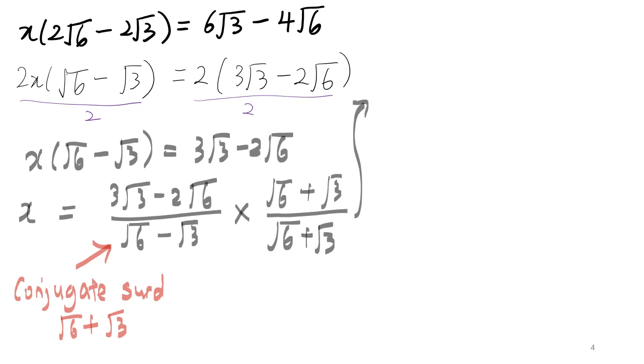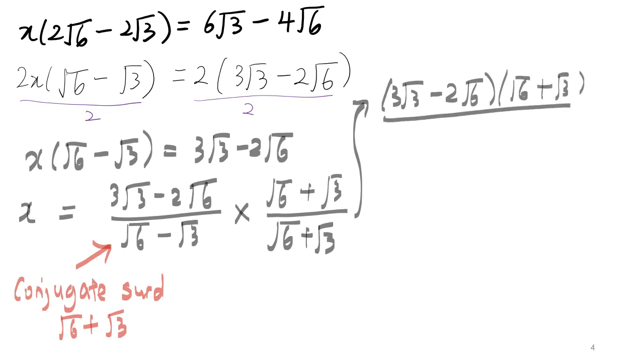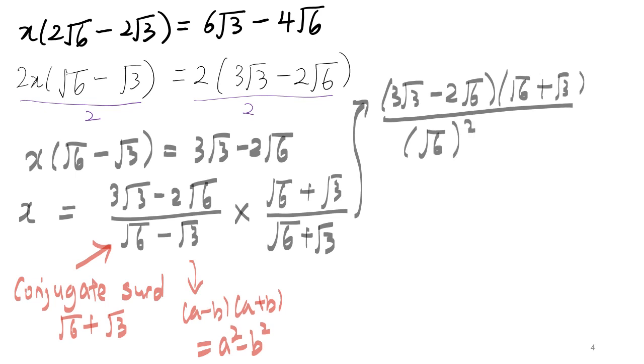Alright, so the numerator, this will be what you'll be getting. And then the denominator, I've said it many times already, is your a minus b multiplied with the a plus b. So what you'll be getting is just a squared minus b squared, okay? Just remember that. So we'll be getting bracket square root 6 squared minus bracket square root 3 squared. Now this one you can just easily use a calculator. Just make sure you punch it in correctly. You should get 3 as the answer.